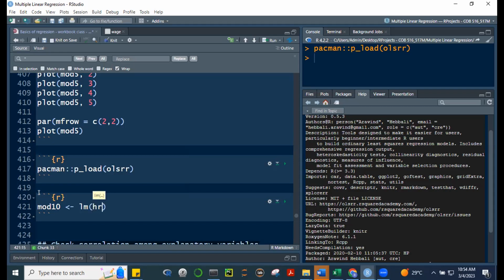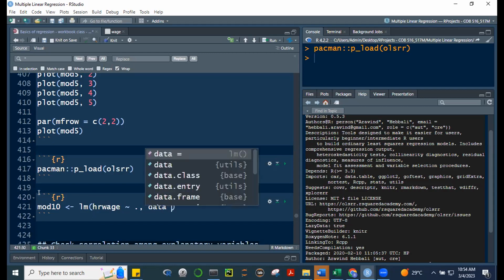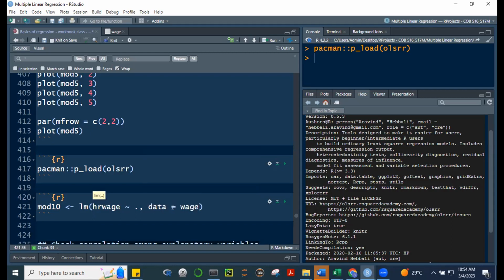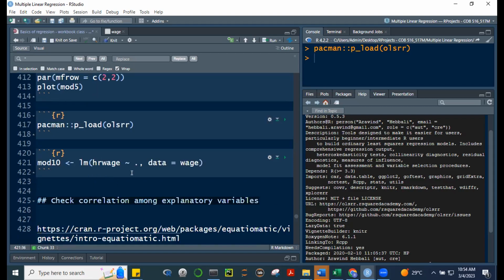Okay, let me just do the shortcut. Hourly wage regressed on that data. Okay. So we're creating this model. This is like our model 2 from earlier, but let me just use a new name for it. Model 10, which is lm. Actually, it could be model 1, but model 1 is simple, so let's just use model 10. Let me run this. All right, we now have our model 10.